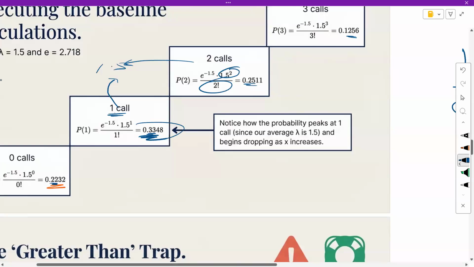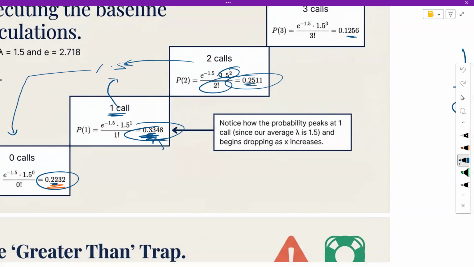You can observe that it has large probability near the mean, but it deviates from the mean at 0, where the probability is 22%, and at 3 calls, almost 12%. So notice how the probability peaks at one call, since our average is 1.5, the mean between here.